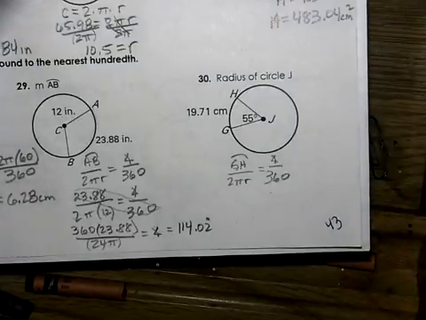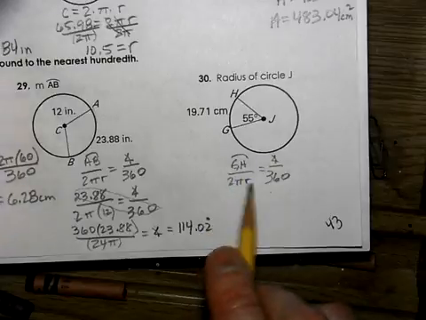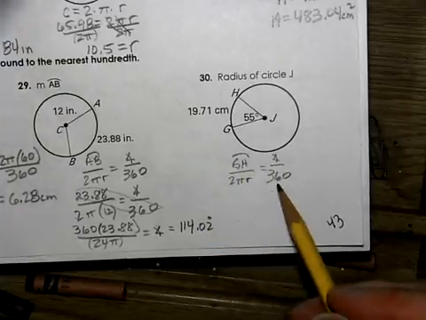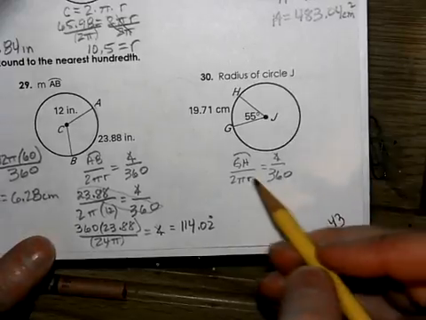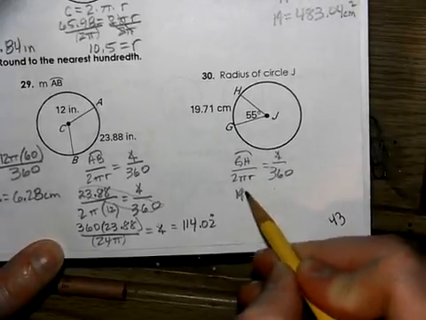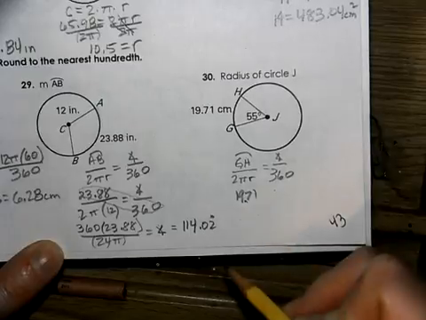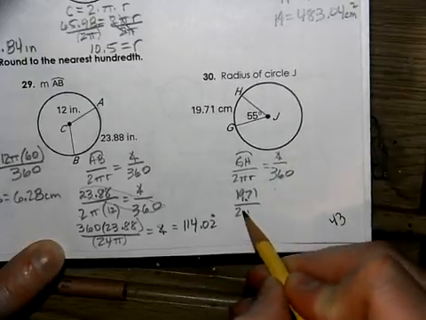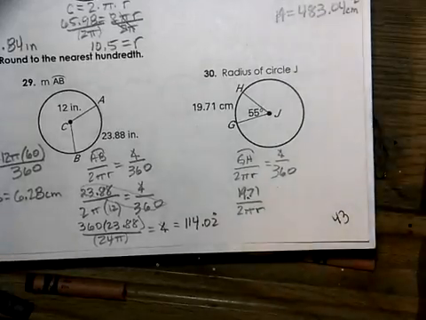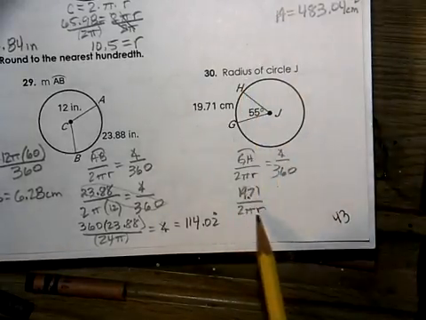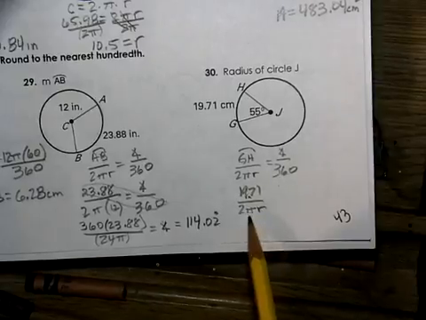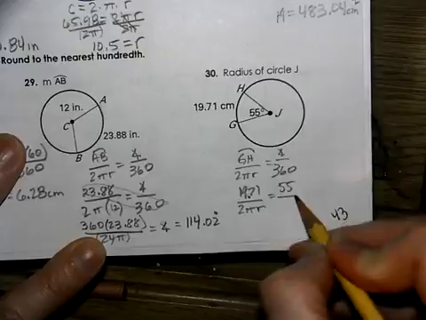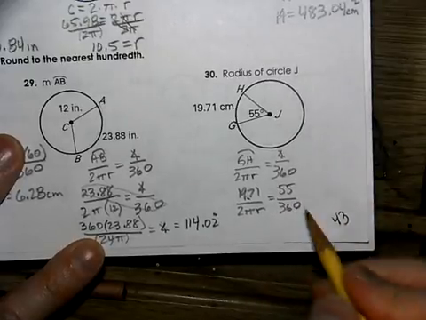We can use it to find different parts: the arc length, the circumference, or the radius, the central angle. Well, of course, this is always 360. So we know we have 19.71 over our circumference. That's what we don't know. I'm going to use 2 pi r because we're looking for the radius. So that helps me remember that I got to solve all the way down to r. Our central angle is 55 over 360.